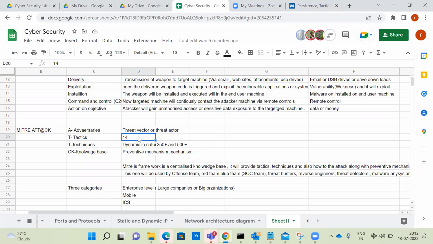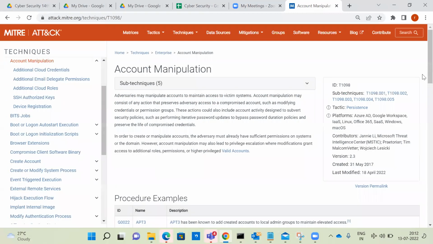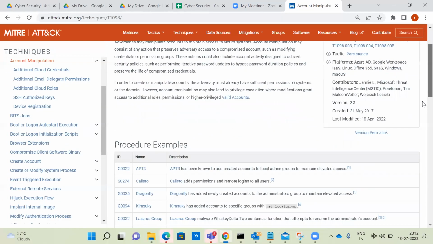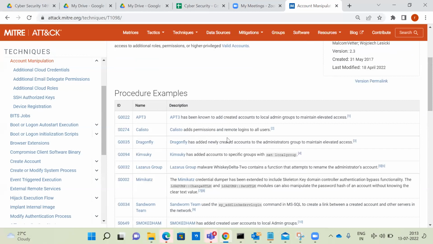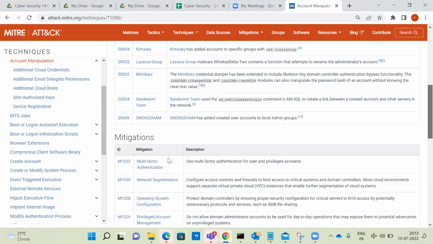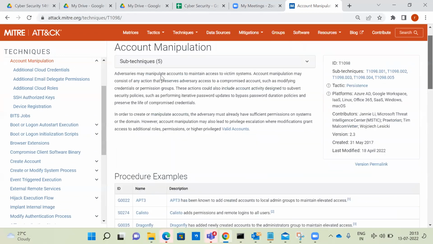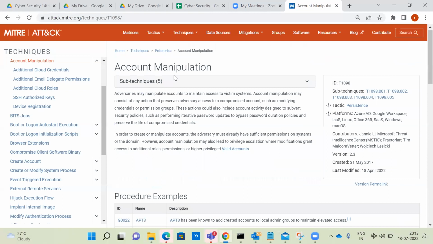Okay. So those are all the tactics. Please go through this one. And for each and every attack example, you can go to account manipulation. If I click on this technique, they will define the procedure with examples. How he will enter and finally what is the mitigation? For example, account manipulation. So what is account manipulation? Nothing but a brute force attack.